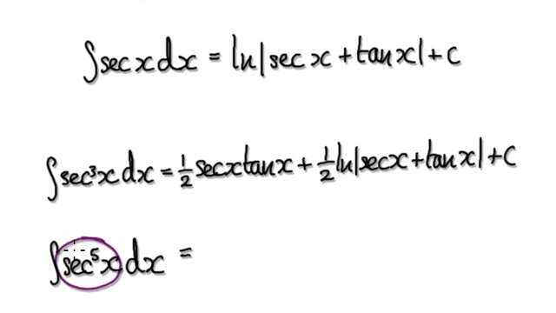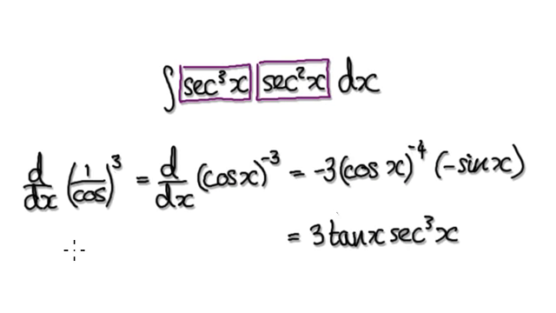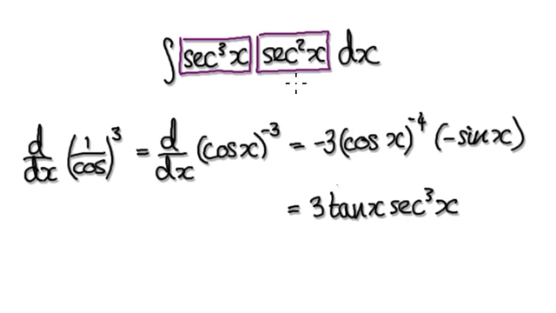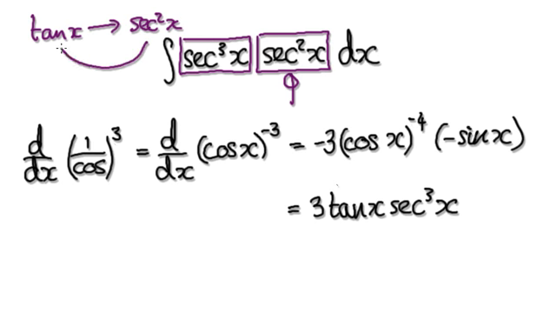So visualize this thing here as secant to the power of 3 times secant squared of x. So remember, when you differentiate tan of x, you would get secant squared of x. So looking at this here, you could easily integrate this. So this is easy to integrate.